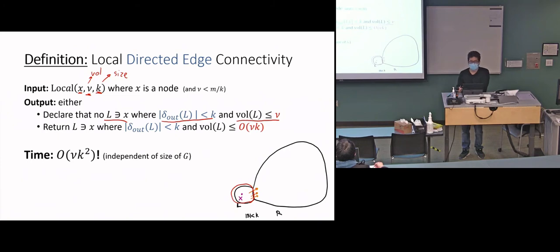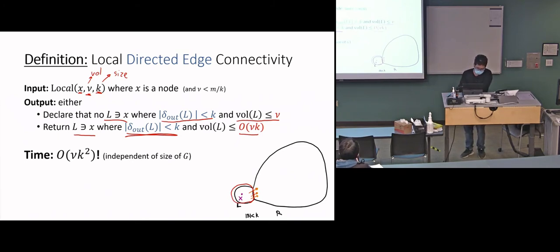That's the first case. Otherwise, it will return some set L such that the cut size is less than k. Here I just count edges going out, all right? And the volume is not exactly less than nu, but it's less than nu times k. So that's the problem. Is the problem clear that we want to look at?